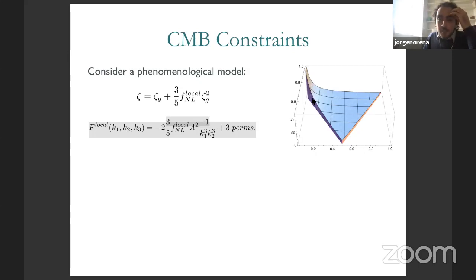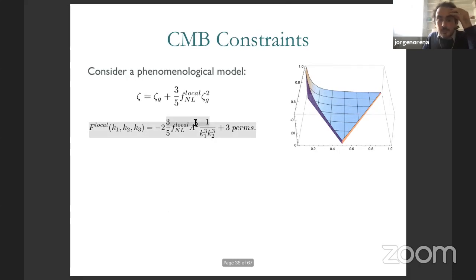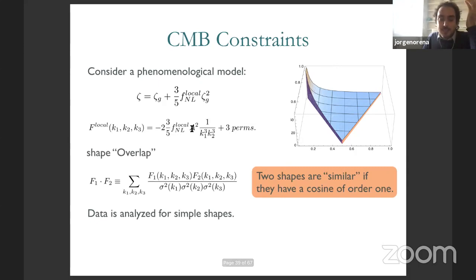This thing peaks in the squeeze limit, and this has a shape similar to that which would be generated by multi-field inflation. Now, however, this is a purely phenomenological model. So what do I mean when I say that it has a shape similar to the one generated by multi-field inflation?